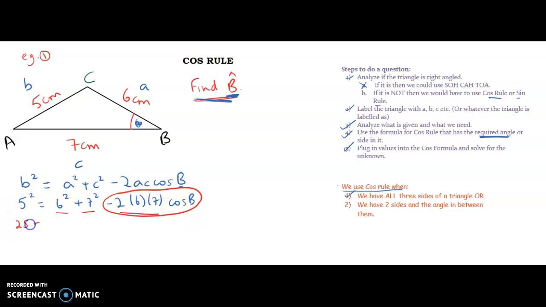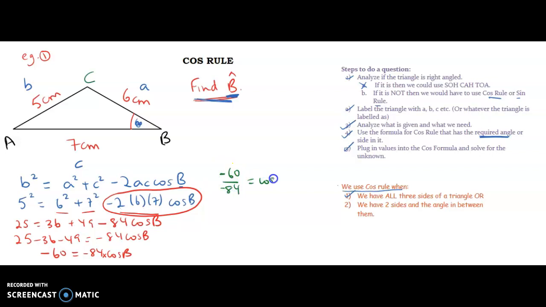5 squared is 25, 36, 49, 2 by 6 by 7 minus 84 cos of B. Now I could send these over. 25 minus 36 minus 49 is equal to minus 84 cos of B. And this works out to be minus 60 is equal to minus 84 cos of B. Now remember, minus 84 is multiplying by cos of B. So then I would get minus 60 over minus 84 is equal to cos of B.